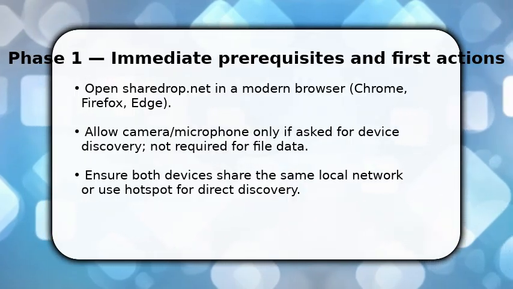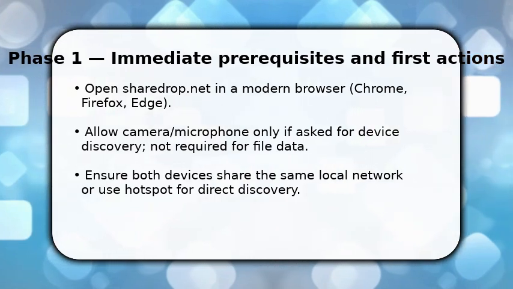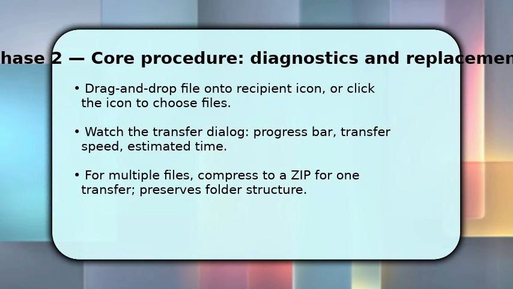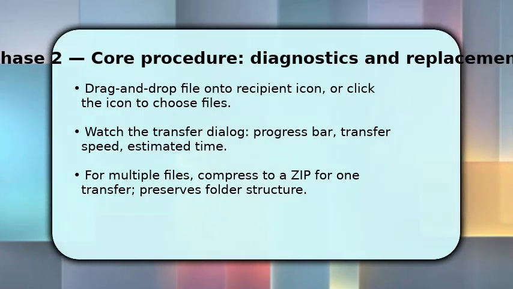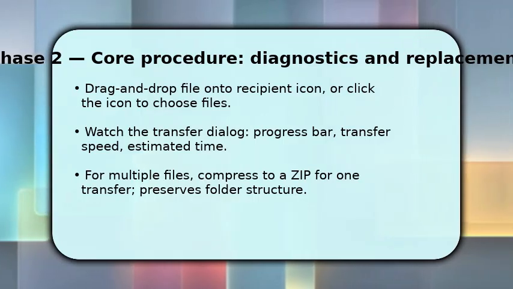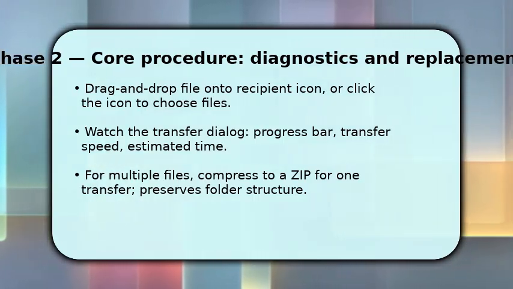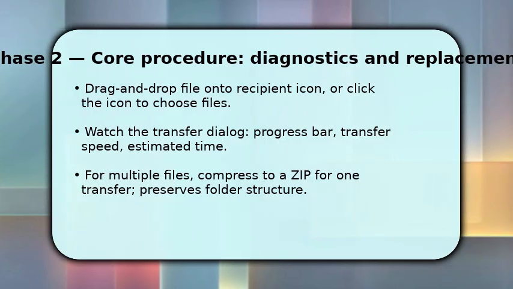Drag a file onto the target icon or click a device to open the file selector and pick what to send. You now execute the transfer by dragging files to the recipient icon or clicking it to choose items. Sharedrop establishes a direct WebRTC data channel so files stream device to device. Monitor the progress bar and speed.